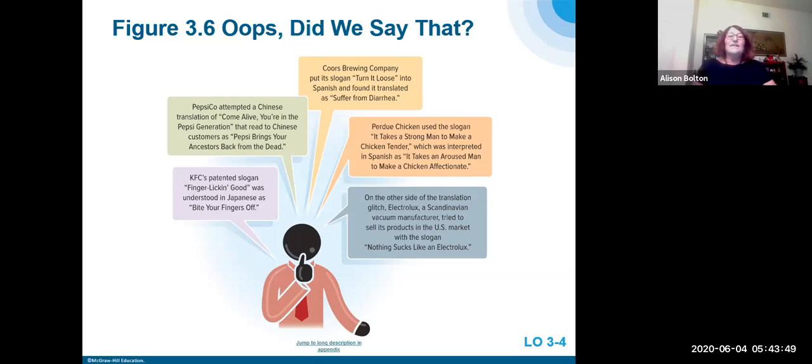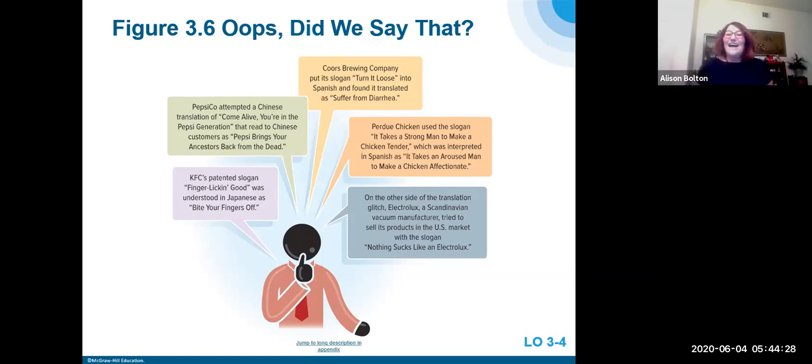PepsiCo used the Chinese translation, come alive, you're in the Pepsi generation, but there it reads, Pepsi brings your ancestors back from the dead. Not good. Not good. KFC's finger licking good is bite your fingers off. And then Purdue Chicken, it takes a strong man to make it chicken tender, became, it takes an aroused man to make a chicken affectionate.